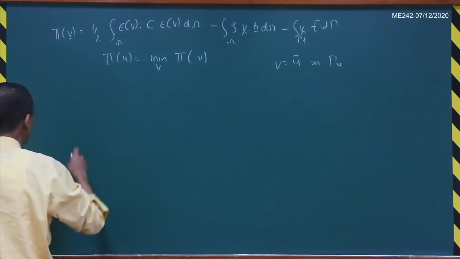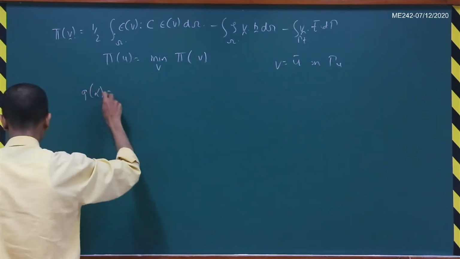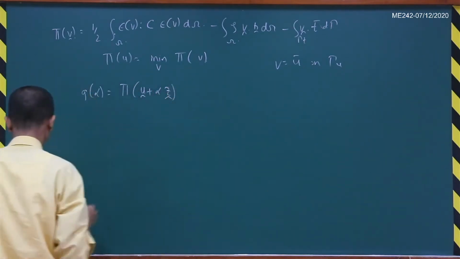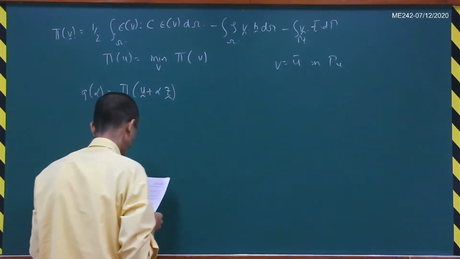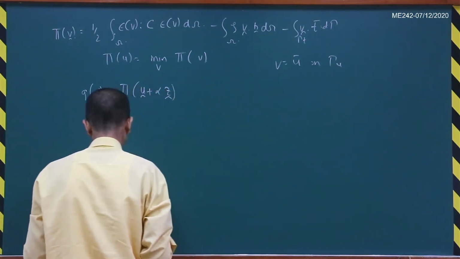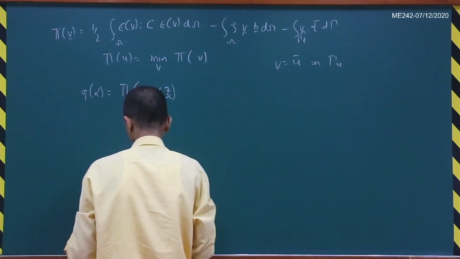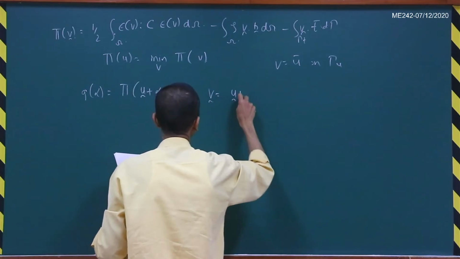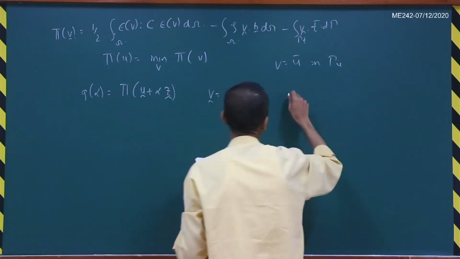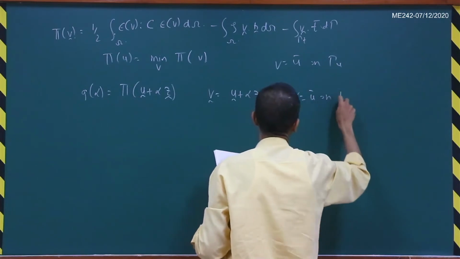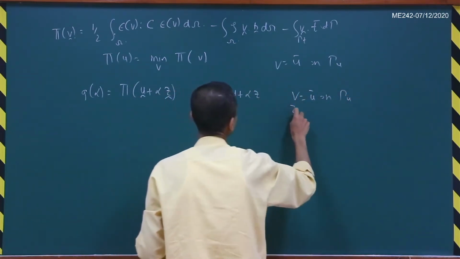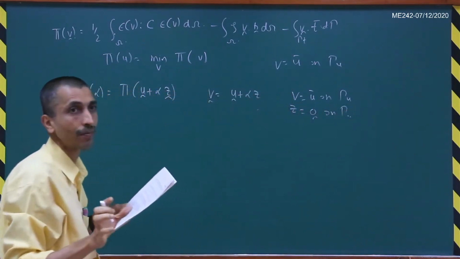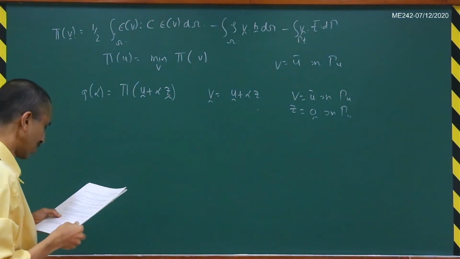So let me write g of alpha as equal to phi of u plus alpha z, where this v satisfies this. Let me call this v as equal to u plus alpha z, and v is equal to u bar on gamma u. So basically z is equal to 0 on gamma u. So this alpha z you can think of as a perturbation on the actual solution u.